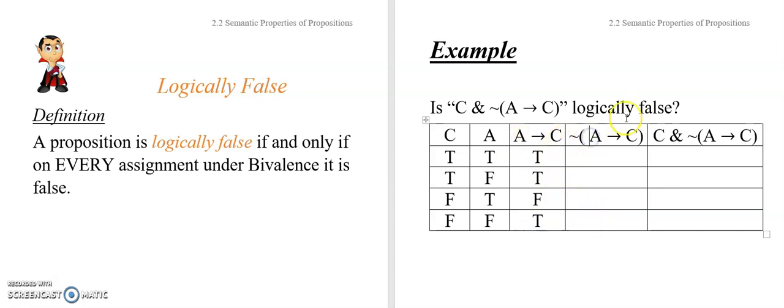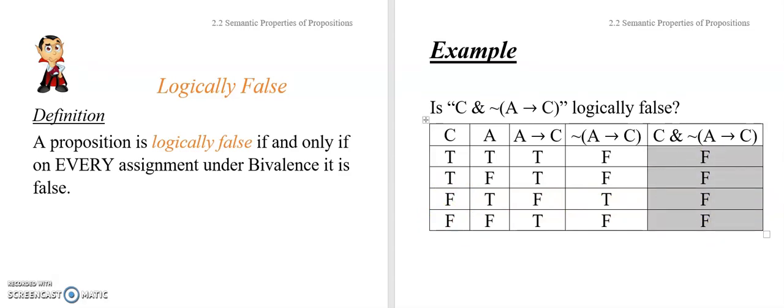Then we're going to take the negation of this column. So this column goes true, true, false, true, and this column's going to go false, false, true, false. It's just going to do the opposite. Then we're going to look at our conjunction truth table, and we're going to conjoin this column with this column. So true and false is going to be false. True and false is going to be false. And then these are falses. So this is going to be false. False. And look at that.